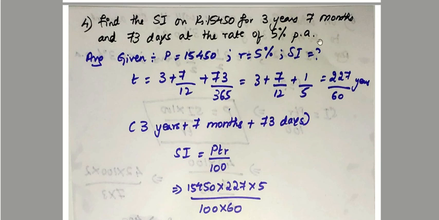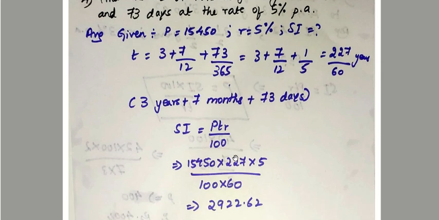3 years plus 7 months, 7 divided by 12, because there are 12 months in a year. Plus 73 days, 73 divided by 365. Therefore, if you do the LCM and take it, it comes up to 227 divided by 60 years. 73 divided by 365 will be 1 by 5. Basically, you are converting everything to the number of years: 3 years plus 7 months plus 73 days.